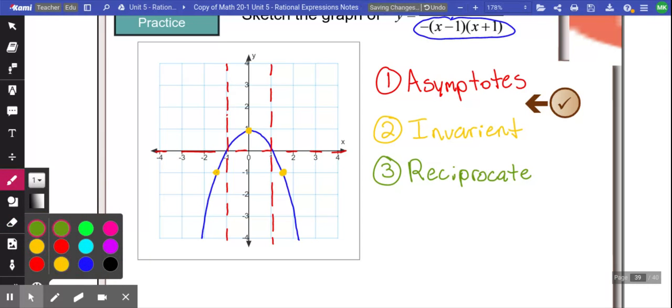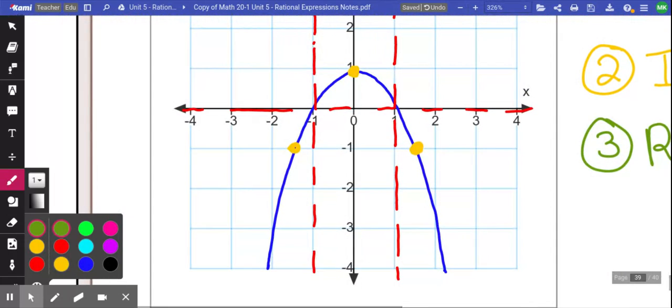If you look over here in the bottom left section, if I want to reciprocate that, I put my pencil on my invariant point, I go towards an asymptote, and I draw an arrow. Same thing, other direction, like that. If I look at the right section, it would look like this. Invariant point towards asymptote, invariant point towards asymptote.